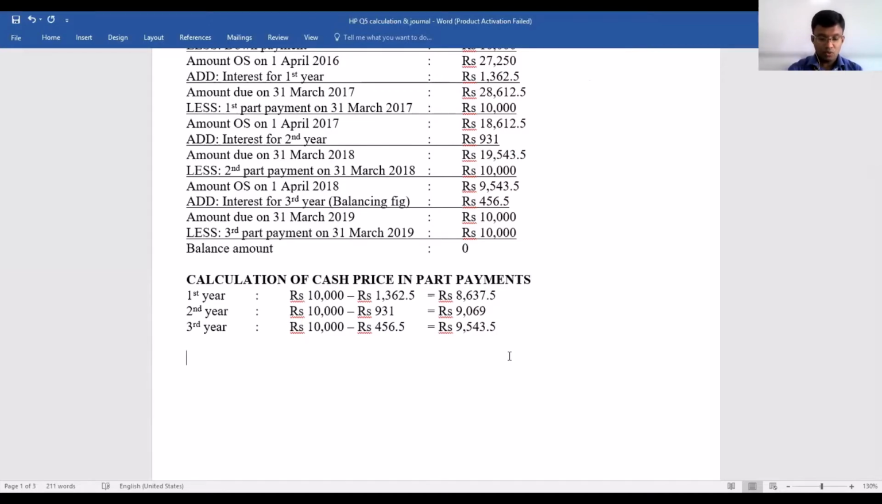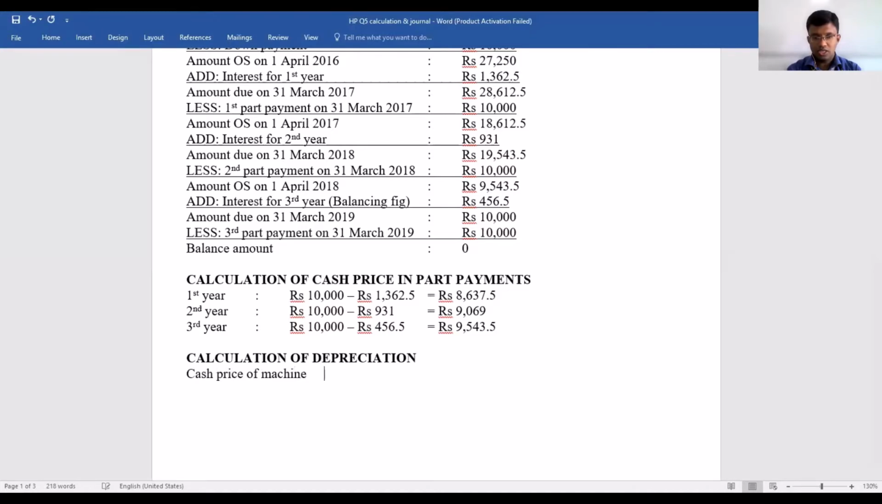Now we have to go about with the calculation of depreciation. Now remember here in this question, the method that we are following for depreciation calculation is reducing balance method, and depreciation is calculated at 10%. Remember, depreciation is always calculated at cash price.